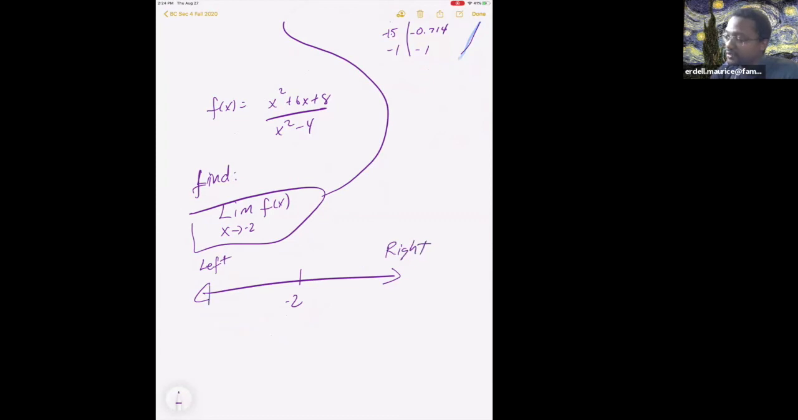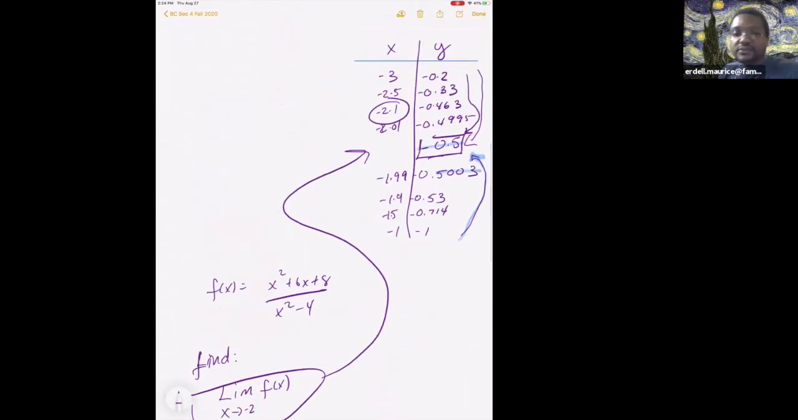I started a number away from -2, and then I walked towards -2, plugging these numbers into a table of values. Then I start on the right side of -2, plugging in these values, and looking to see again the y values and see if they are squeezing towards the same number. Questions there?